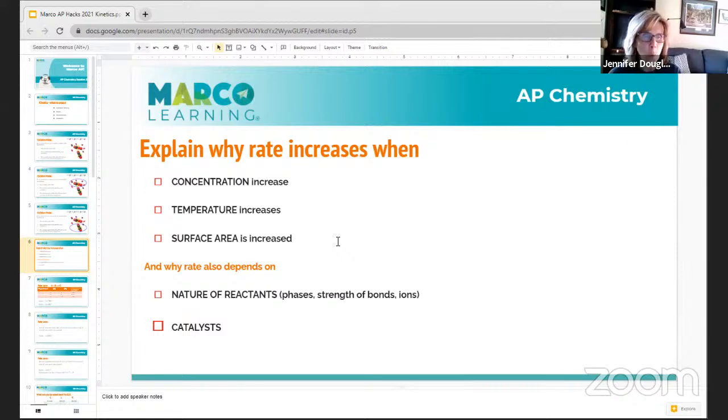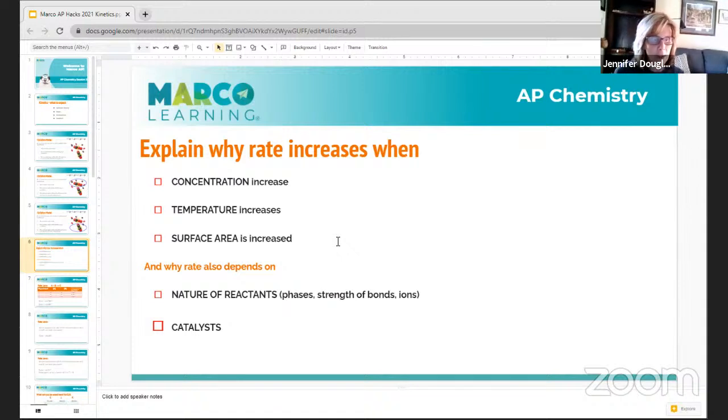So when you're answering, don't just say concentration makes the rate faster, say why. Because there will be more collisions. Or with temperature, there's more collisions, and the collisions are more energetic, so they can provide the activation energy. Or surface area, there's going to be more collisions.